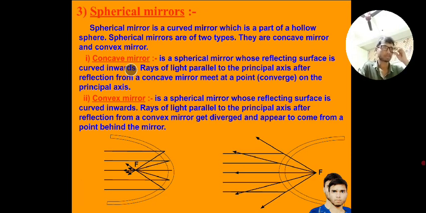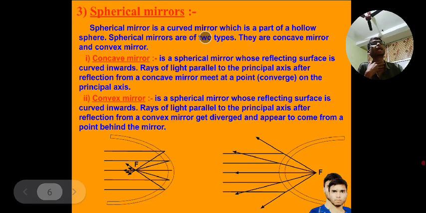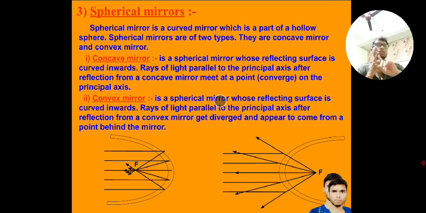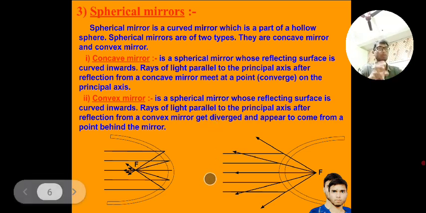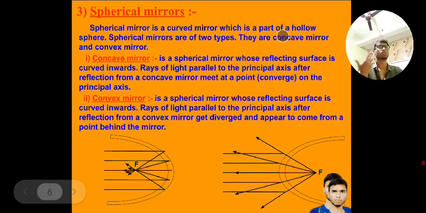It looks like a hollow sphere like this, and when we cut it at the medium, we get two kinds of mirror. First will be concave and second would be convex. Remember, you will have to cut at the medium of the spherical mirror, then you will get two kinds of mirror. First would be concave and second would be convex. These two mirrors are obtained from a spherical mirror.